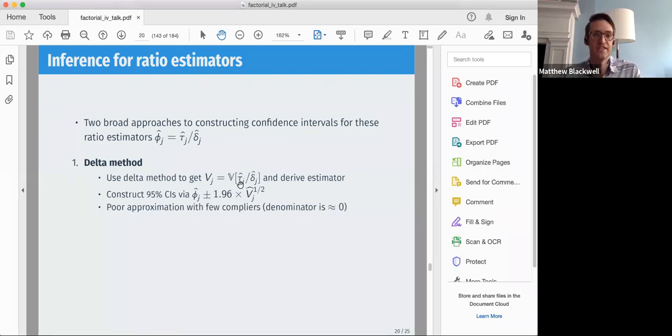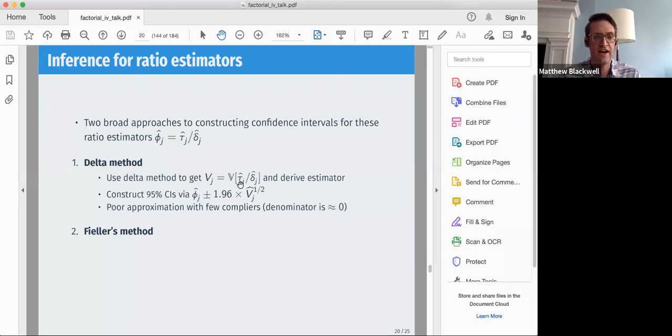The problem with this in IV is that when there are very few compliers and the denominator is very close to 0, you can end up with very bad performance of these and kind of wild estimates, and then also lots of undercoverage.